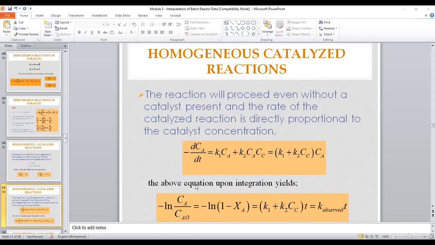This one, the CA over CAO is 1 minus XA. And that would be equated to the product of K1 plus K sub 2, C sub C, all of which is multiplied to T. Now, Levenspiel likes to call this combination of the K's and the C sub C the K observed. So it's the K observed times the T on the right side of our equation.